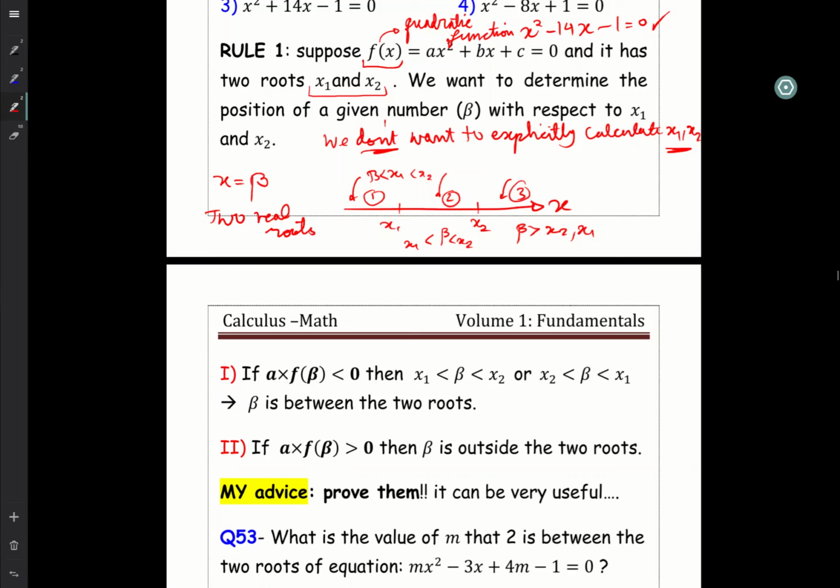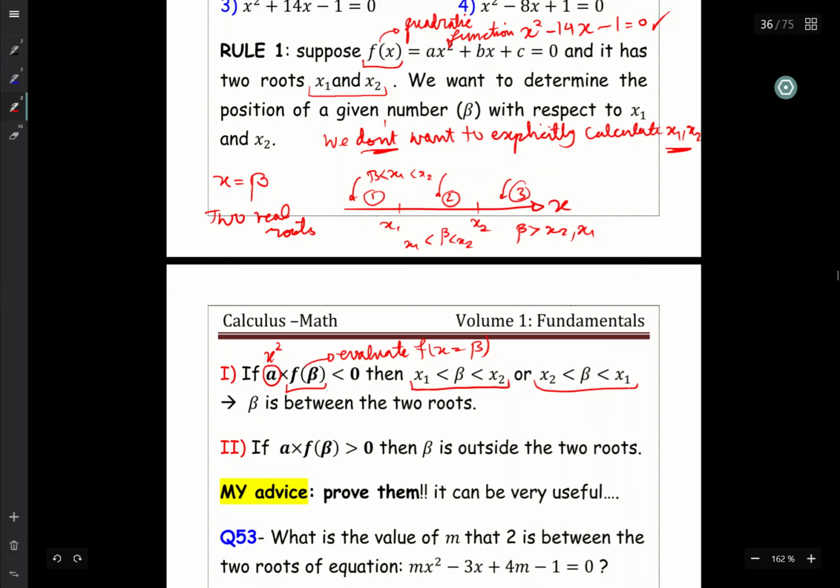Basically, the idea here is that if a, the coefficient of the leading term, which is x squared, times f of beta, so you evaluate f of x at beta, if a times f of beta is negative, then beta is between the two roots.